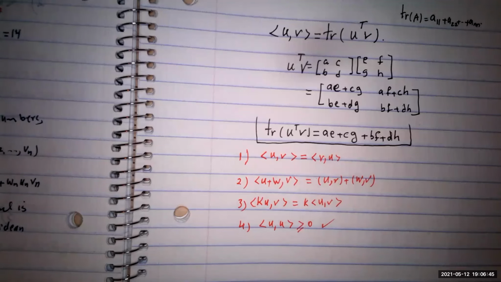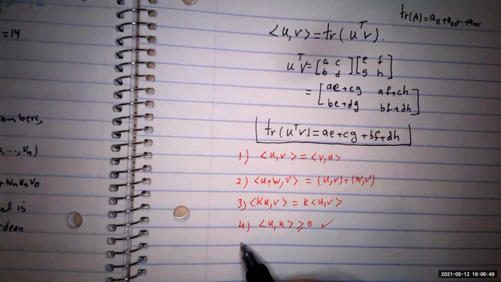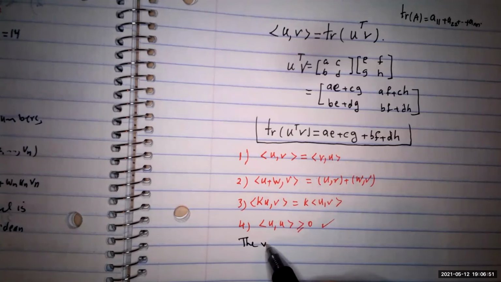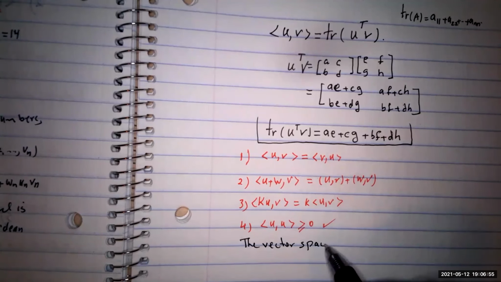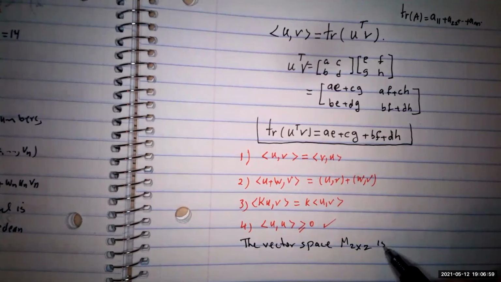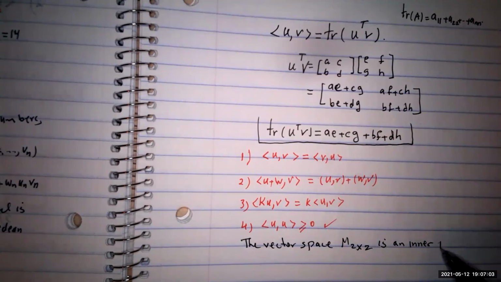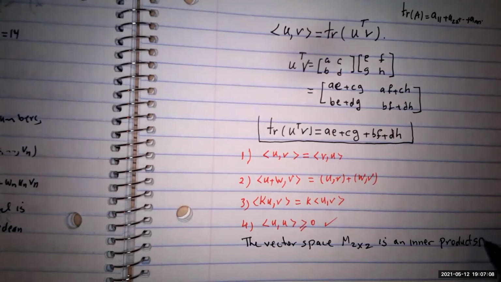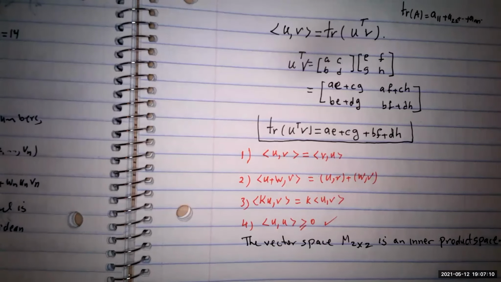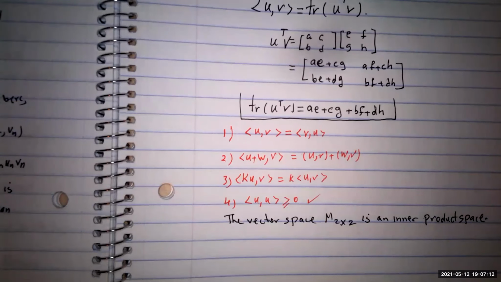So we say that the vector space, let's say M2 by 2, is going to be an inner product space. Inner product space. So be ready to apply this one.